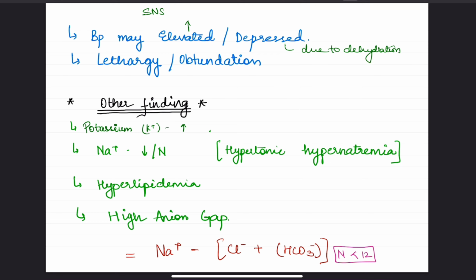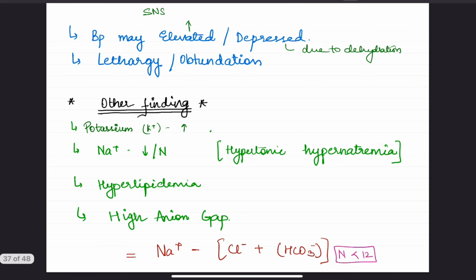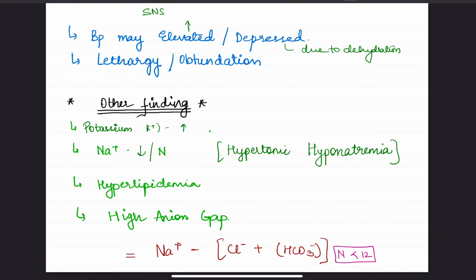The patient will be lethargic or obtunded, because there is so much sugar, but the cell is actually starving at that point. The cell does not have the glucose for its function, so that's why the patient will be lethargic. We can also see other findings. There will be an increase in the potassium value in the blood, because insulin has one activity: it causes potassium to go into the cell. But in this condition the insulin value is very low, so there will be an increase in the potassium in the blood.